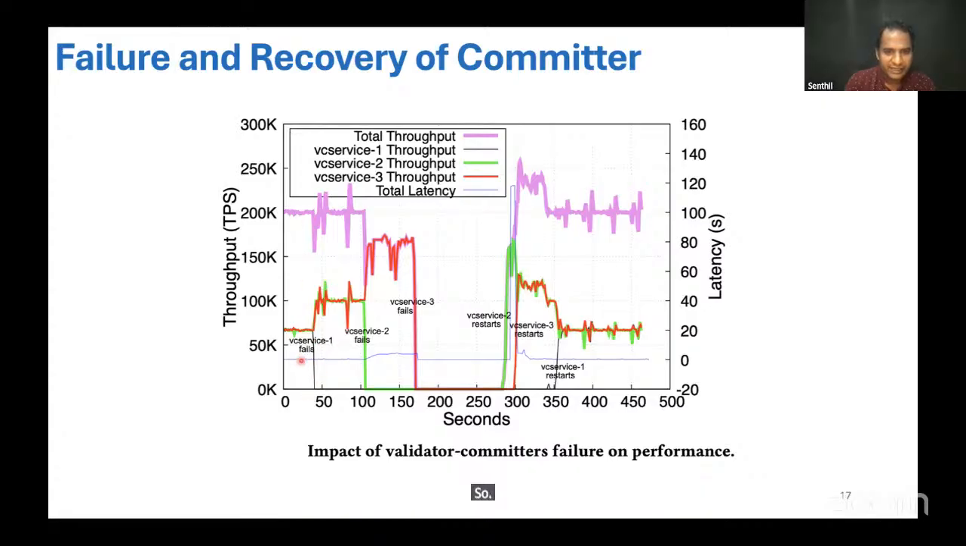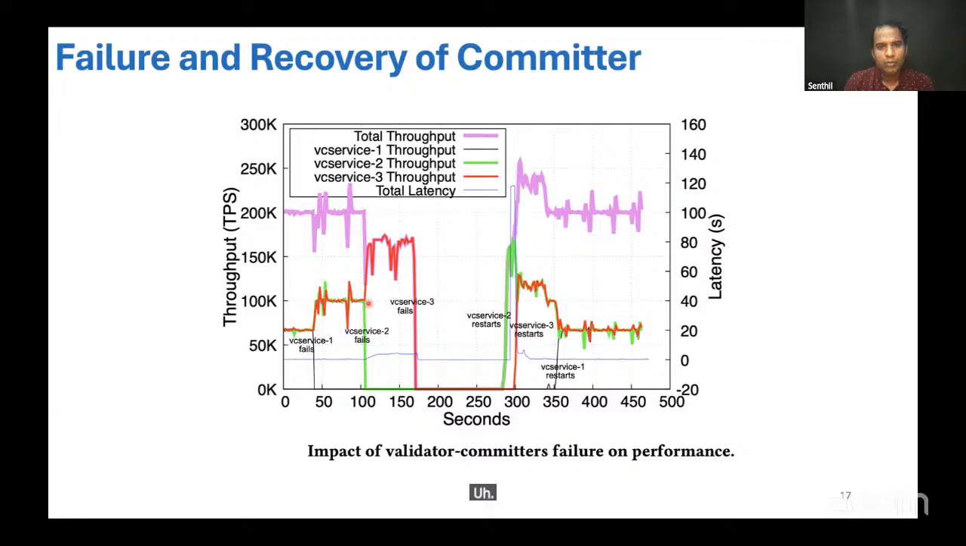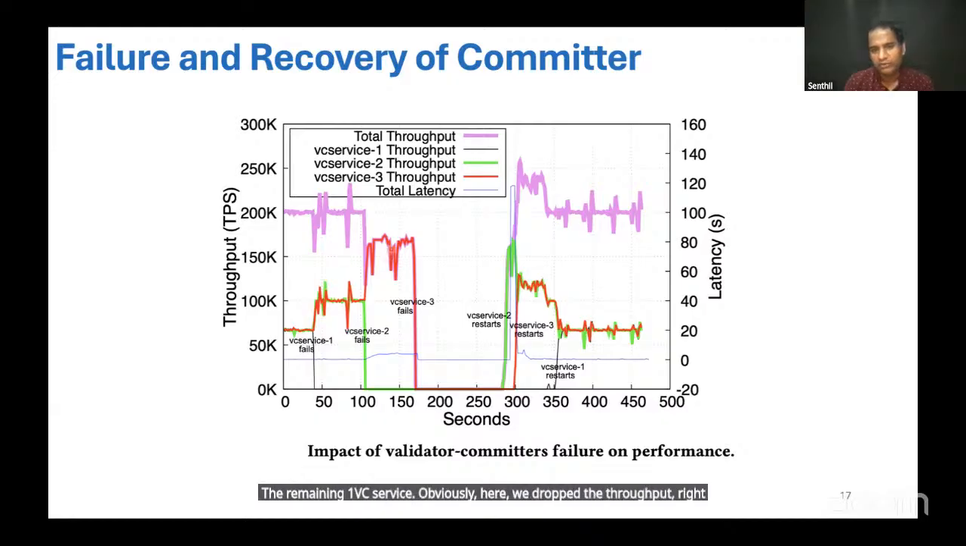At the 48 second mark, we are killing VC service 1. As a result, the existing 2 VC services accommodate the load, so the total throughput is not coming down. The failure doesn't impact the performance here. Then at the 100 second mark, we are killing VC service 2, so we have only 1 VC service. The total throughput is equivalent to the throughput of the remaining VC service. Obviously here we dropped the throughput, because now we have only 1 VC service. Then we killed VC service 3 as well, and the throughput becomes almost 0.